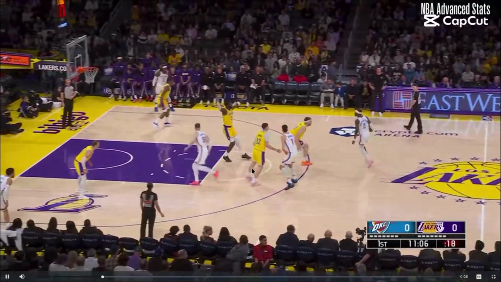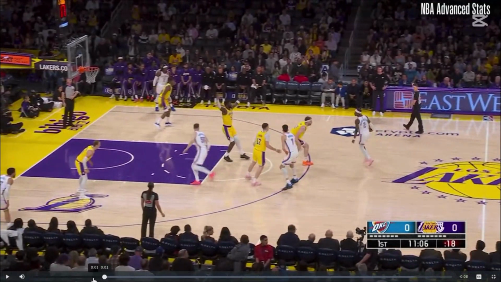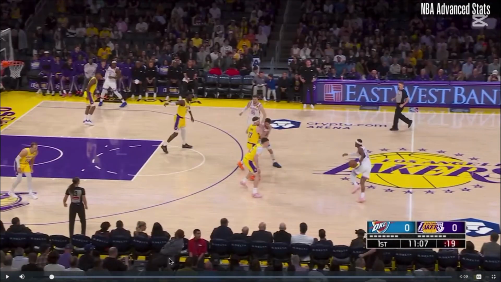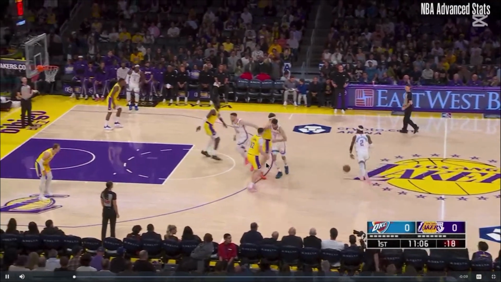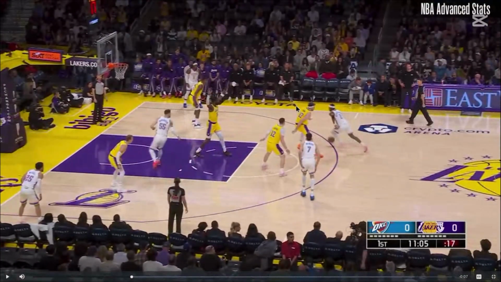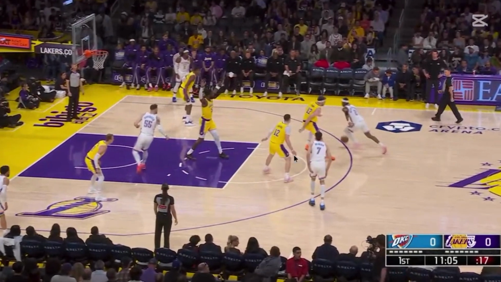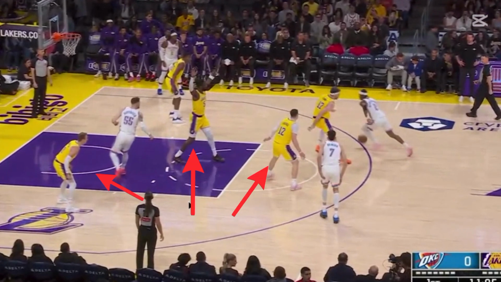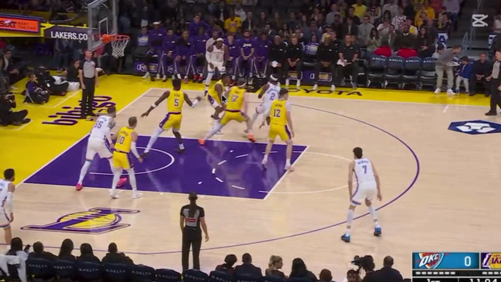Watch how Shai attacks this mismatch. You see that first he's going to receive a screen from Chet, and then he's going to get a mismatch with Austin Reeves. If you look at the spacing, there are three people to Shai's left side and one person to his right. But when he drives right, you see that Rui decides to help in and close this gap right here.